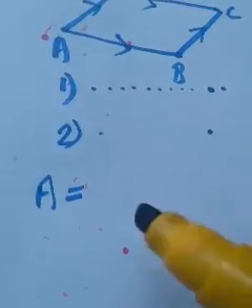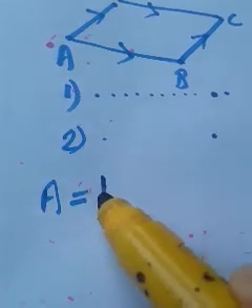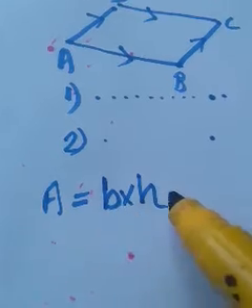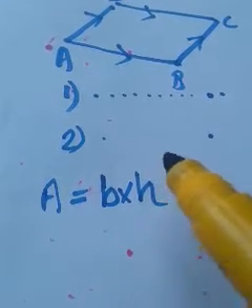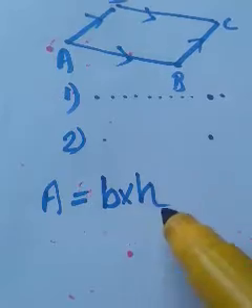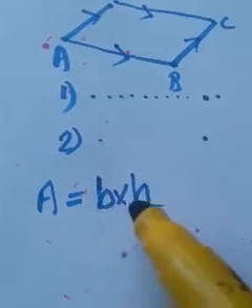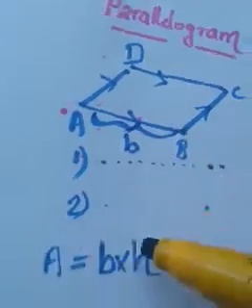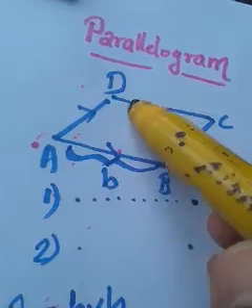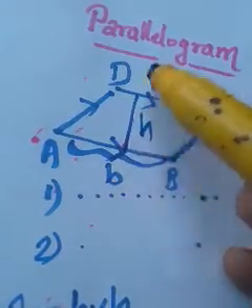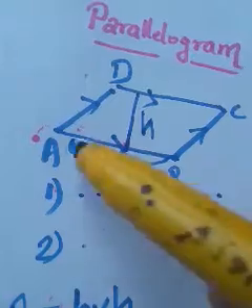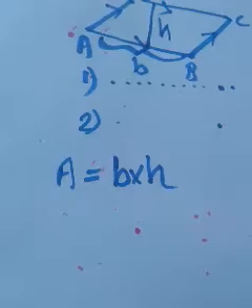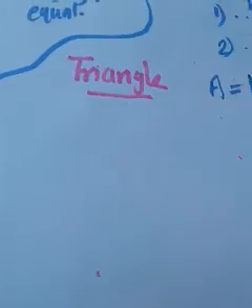But area is a little bit important concept. The formula for area of the parallelogram is base into height. Base into height, that is the formula for calculating area of parallelogram. What does this B stand for? Base. This is your base side, the lower side. And what does this H stand for? Height. This is the height of the parallelogram. Base and height, B into H. That is the formula for calculating area of parallelogram, B into H. Next we are moving to a triangle now.